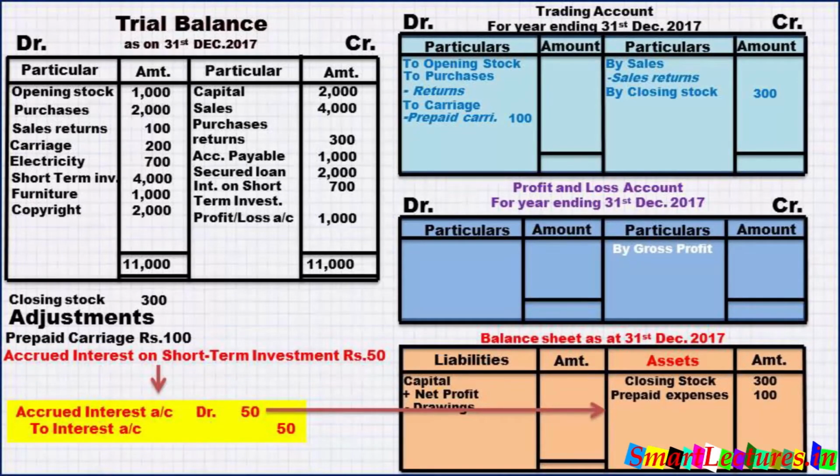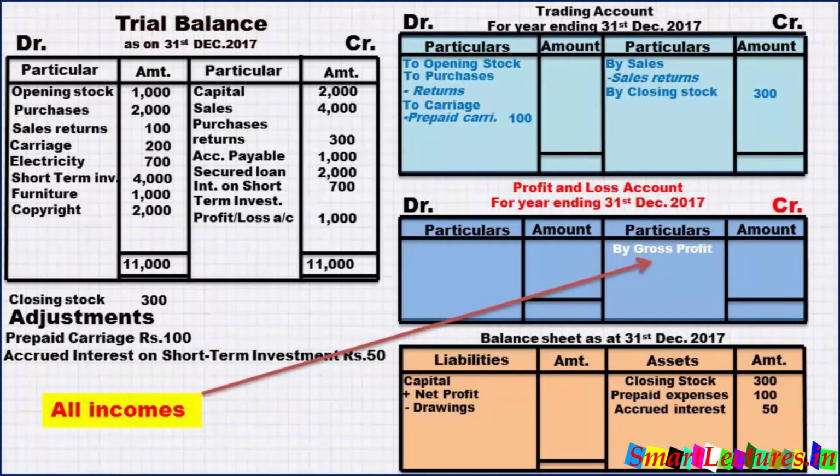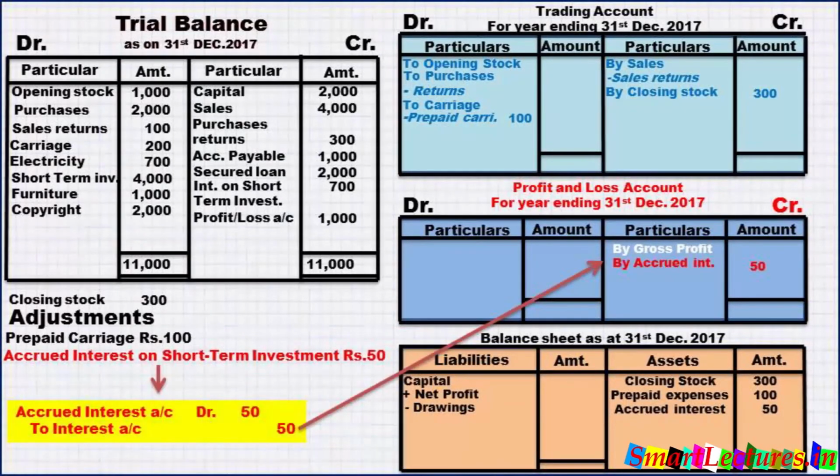So come to the debit side of the balance sheet, which means the asset side: accrued interest 50, write it down in the balance sheet. And then come to the credit side of the profit and loss account, because interest belongs to the profit and loss account. All incomes go to the credit side of the profit and loss account. So it will be taken to the credit side of the profit and loss account. In this way, accrued interest has gone to the debit side as well as the credit side.